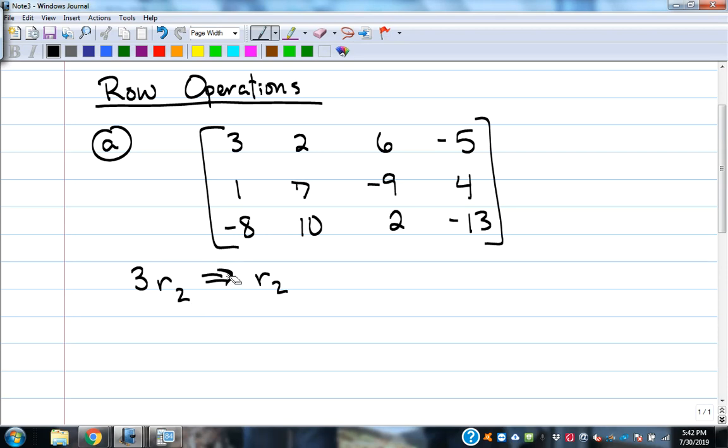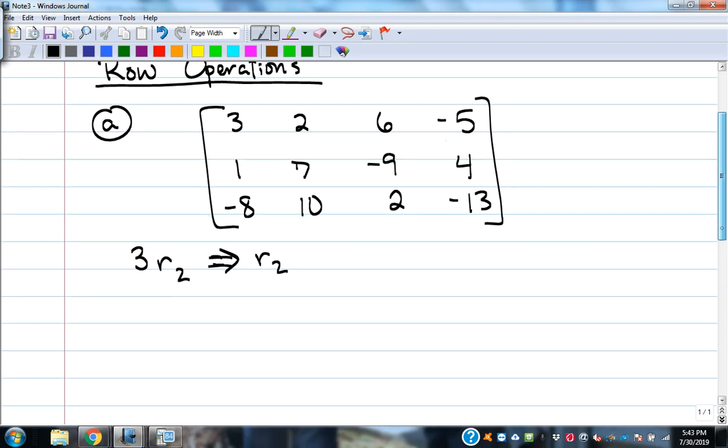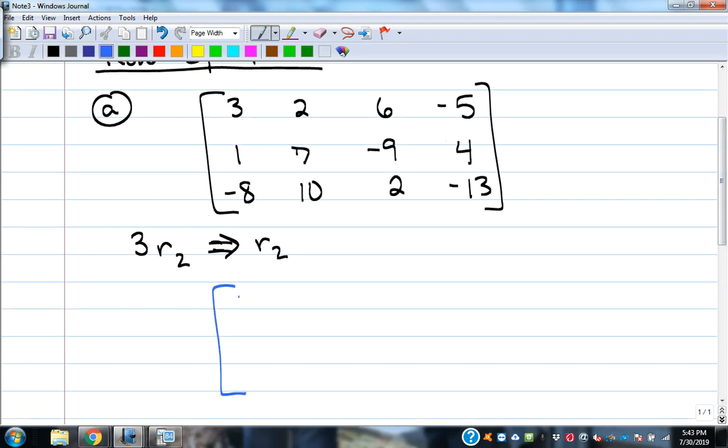Okay. And then when they put the arrow there, or sometimes they'll just put an equal sign, it's the same thing. I use the arrow just because that's the way I've seen it my whole life, and it doesn't necessarily always have to be that arrow. It could be an equal sign. All that says is take 3 times the current row 2, and then make that the new row 2. That's all that says. It says take 3 times row 2, change row 2. Okay, so that means when I work this out, my row 1 is staying the same, and my row 3 is staying the same.